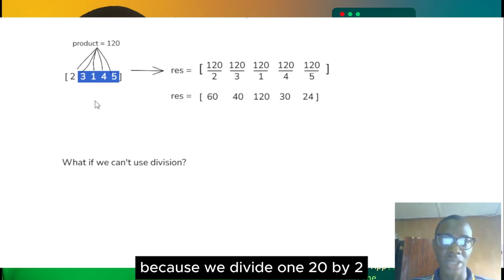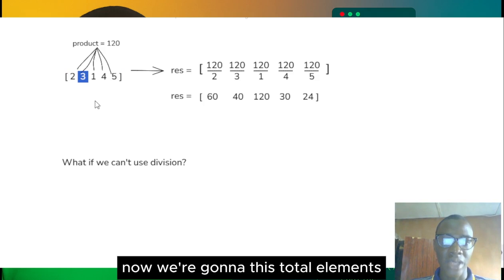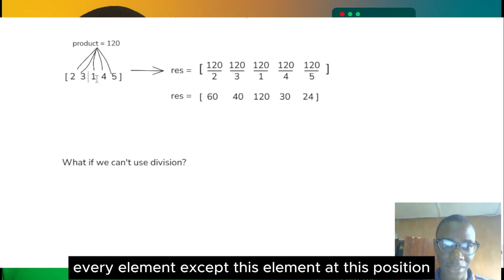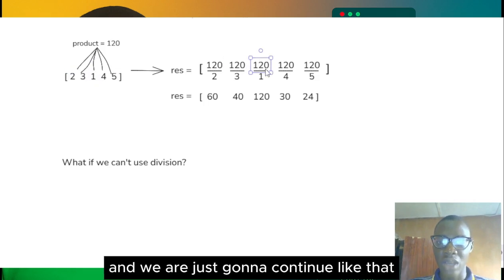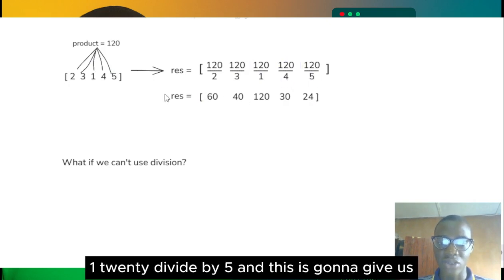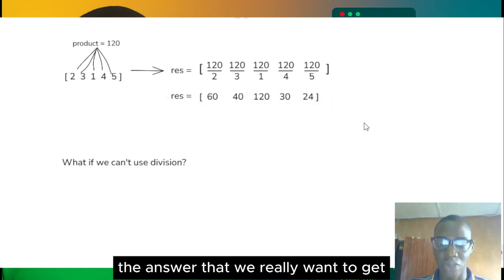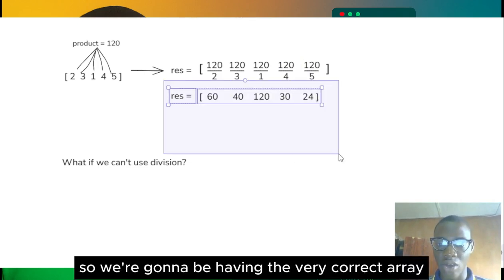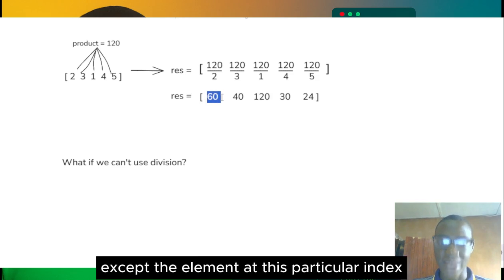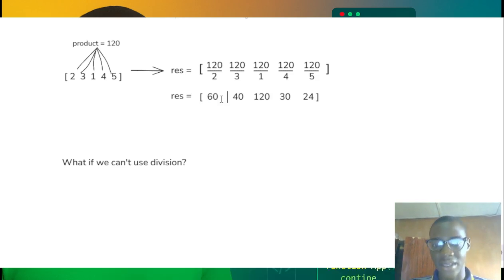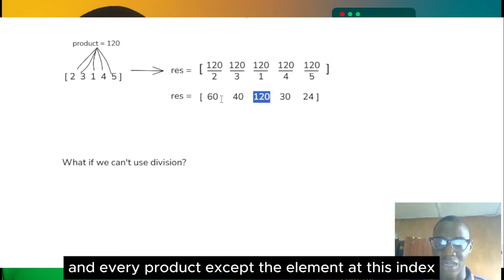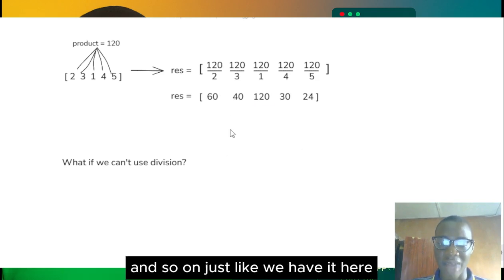Because we divide 120 by 2. The same thing applies to 3: we are going to divide the total product by 3 to obtain the product of every element except the element at this position, and we just continue like that. 120 divided by 2, 120 divided by 4, 120 divided by 5, and this gives us the answer that we really want. So we have the correct array, which contains the product of every element except the element at that particular index, just like we have it here.